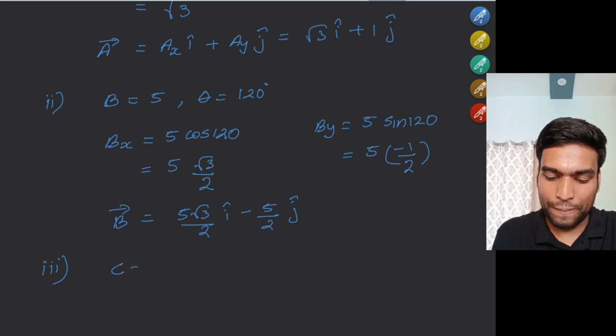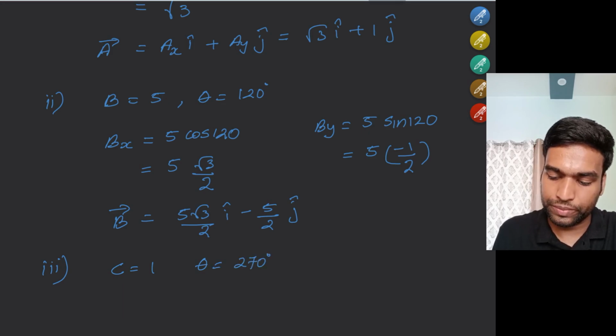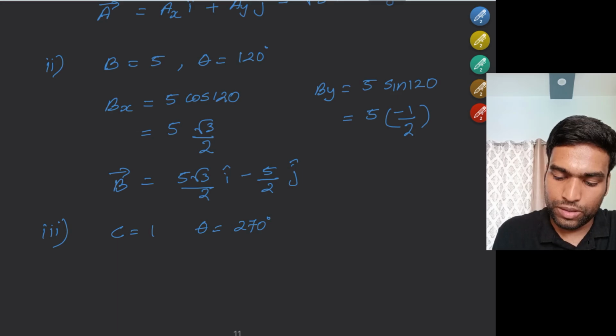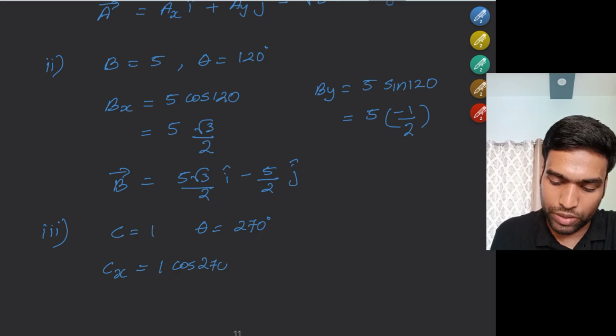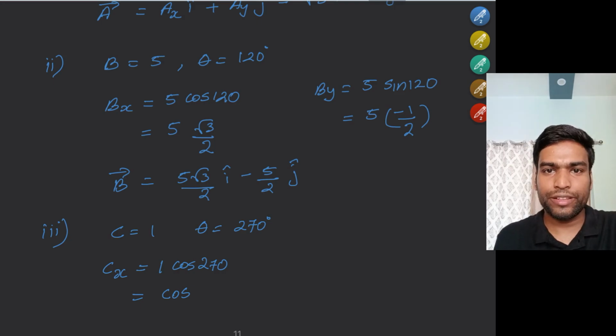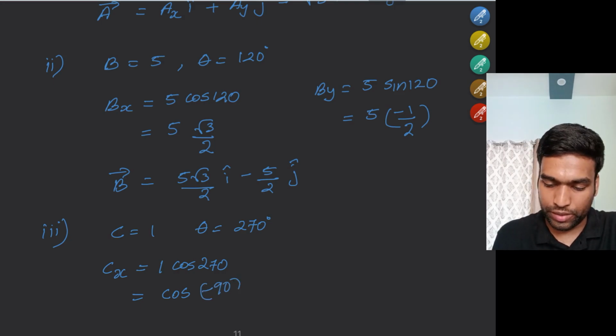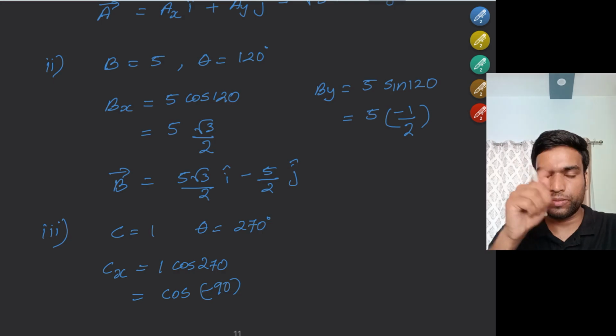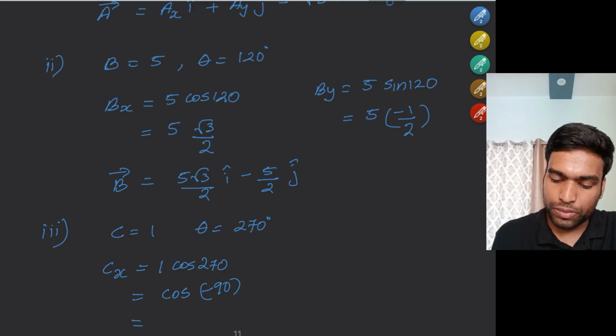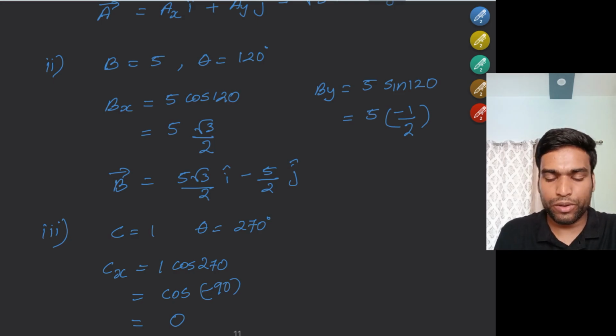For C, magnitude is 1 and the direction is 270 degree. Therefore, Cx, the x component of C, equal to 1 cos 270, and 270 is identical to negative 90 if you look at the whole angle. Okay, right. So cos minus 90 is nothing else but 0. So that means the x component is 0.